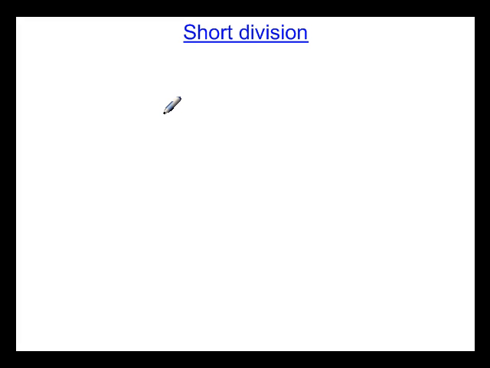We've looked at doing division or sharing using the chunking strategy, and we've also looked quite a bit at the long division formula, which is the more traditional way of doing division. In this clip, I'm going to show you how to do short division. This is the way I like to do division because it's short and quick.